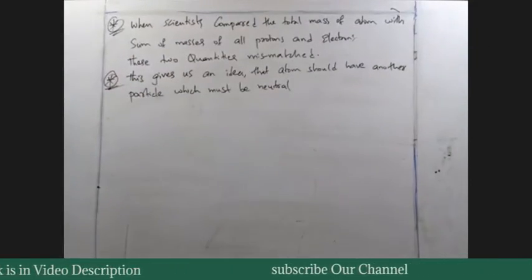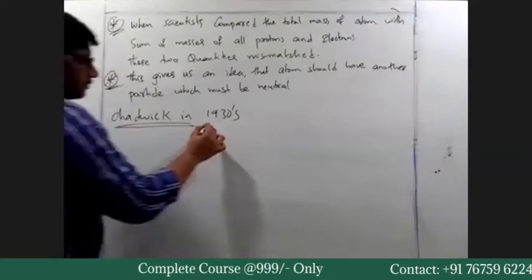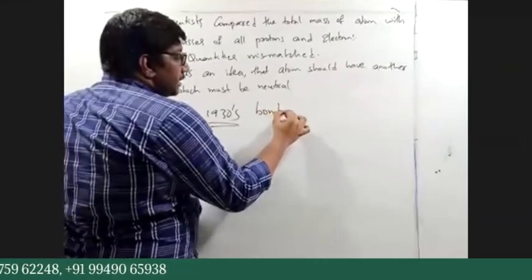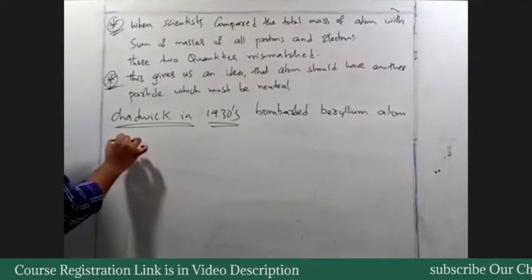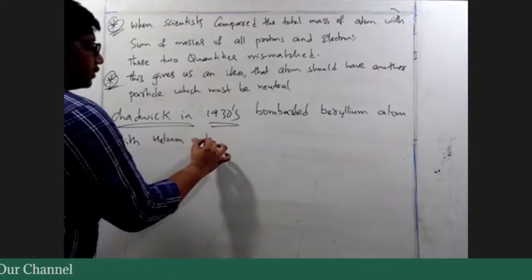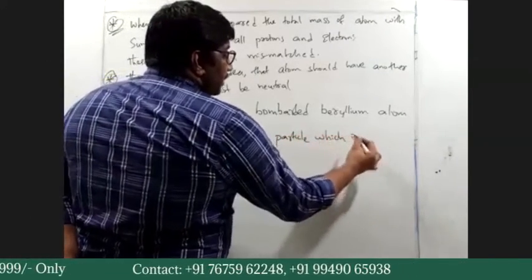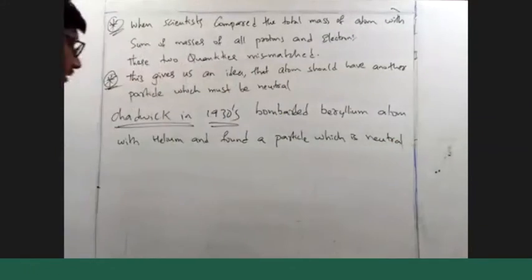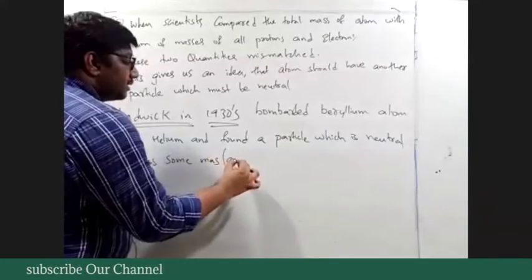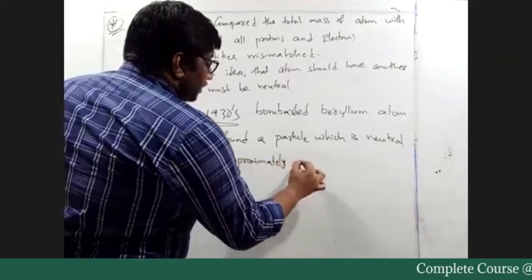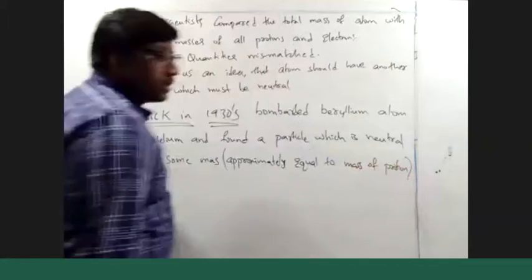Okay. So by considering all this, Chadwick in the 1930s bombarded beryllium atom with helium and found a particle which is neutral and has some mass approximately equal to the mass of proton. So the mass of neutron and the mass of proton are approximately equal.